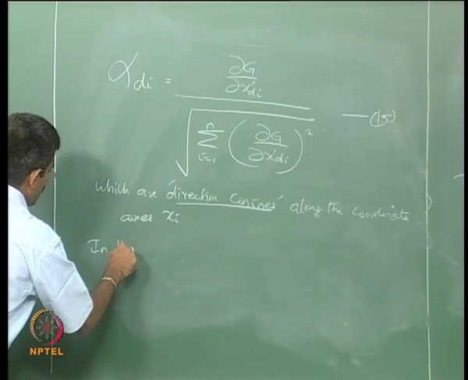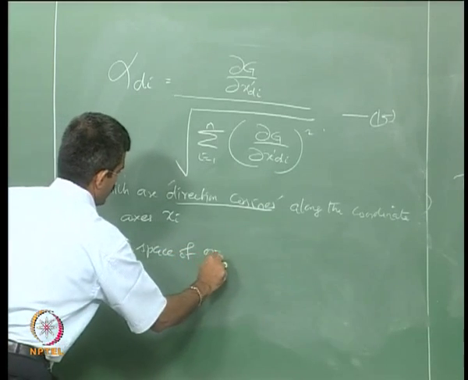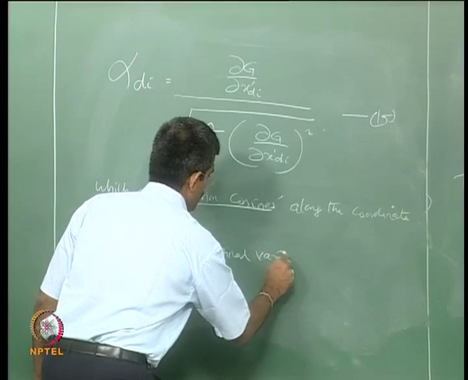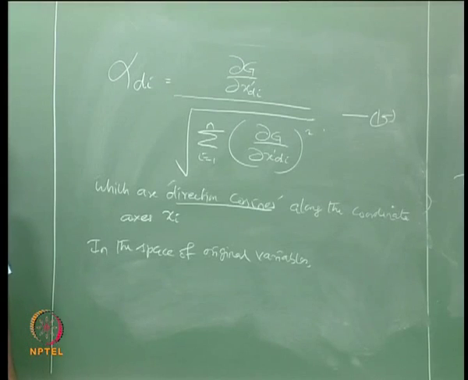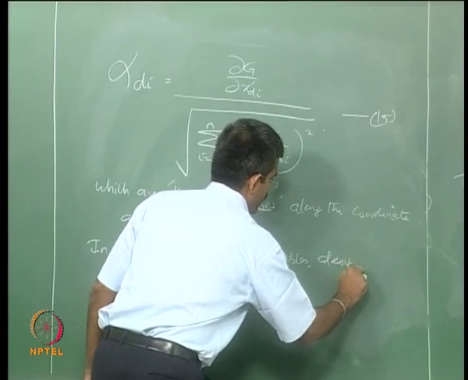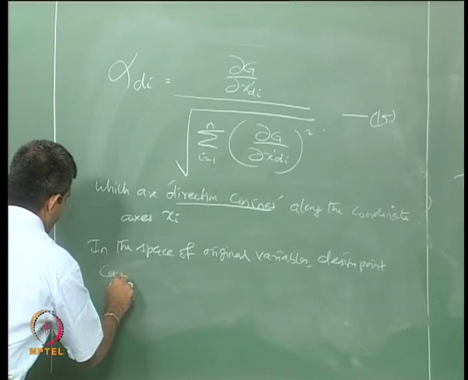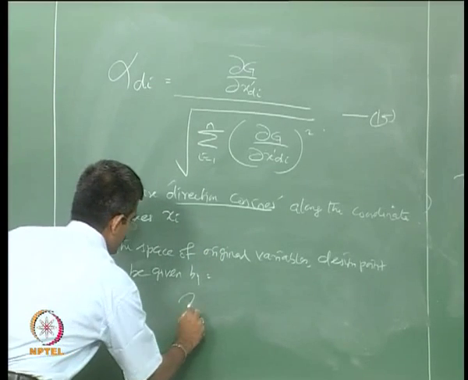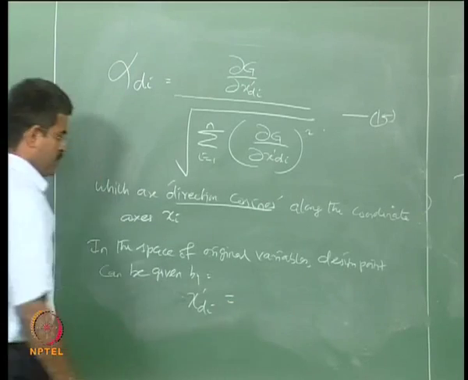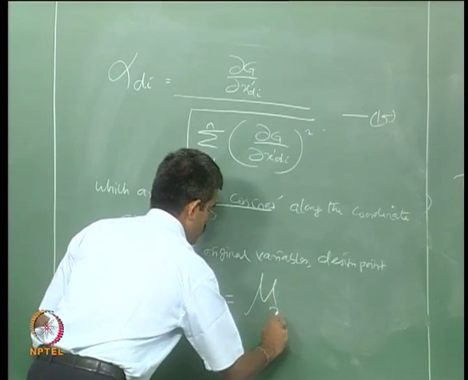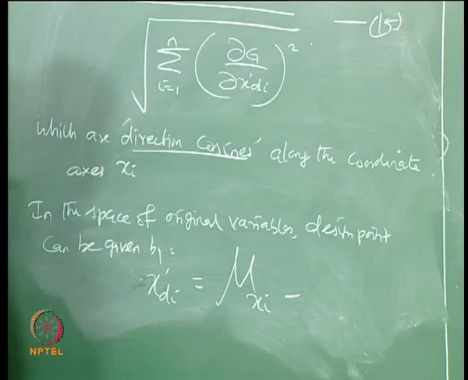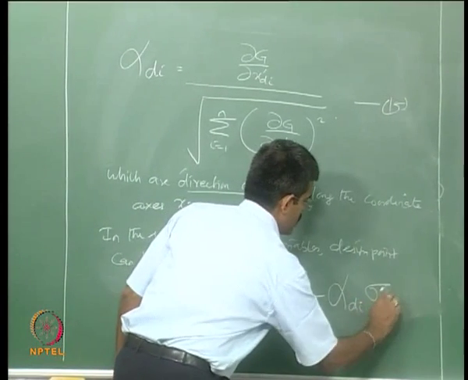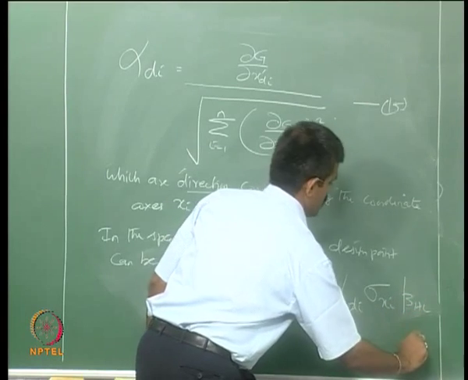So, in the space of original variables, because x dash are all reduced form of variables, the design point can be given by x dash i is mu x i minus alpha i sigma x i beta HL. That is equation 16.